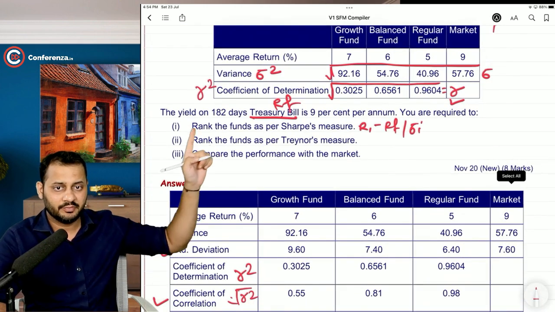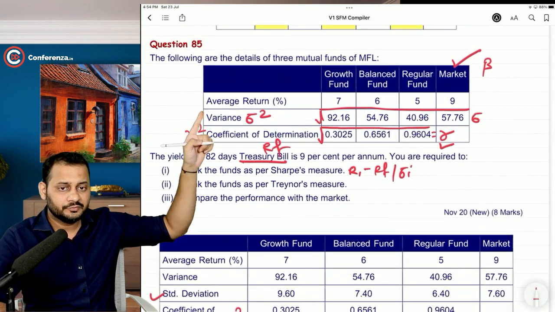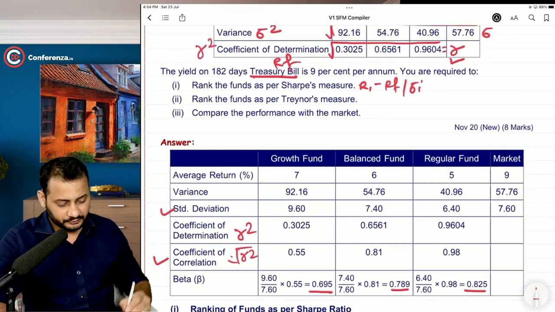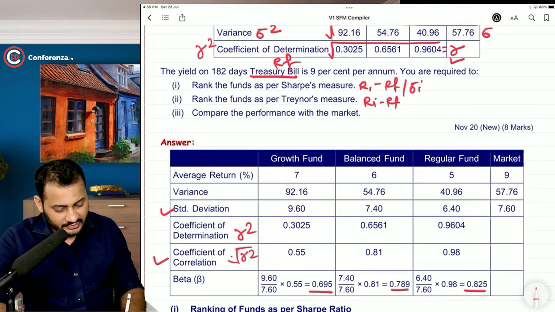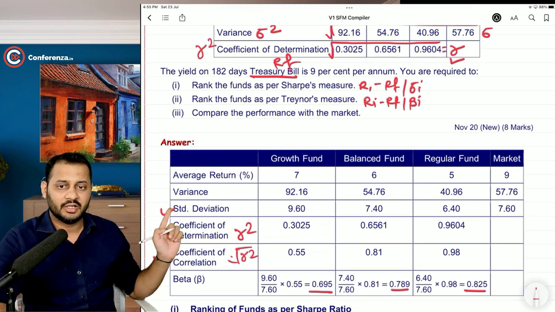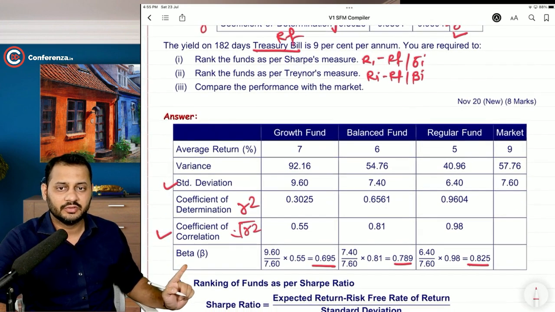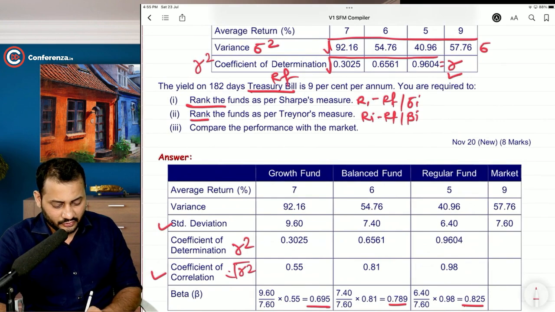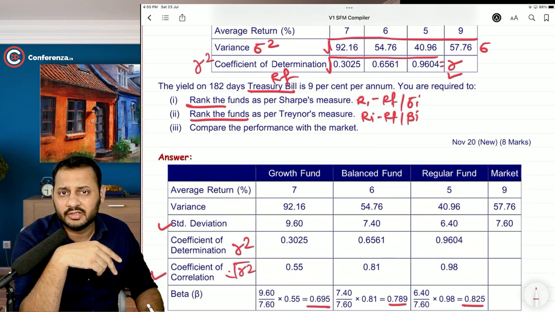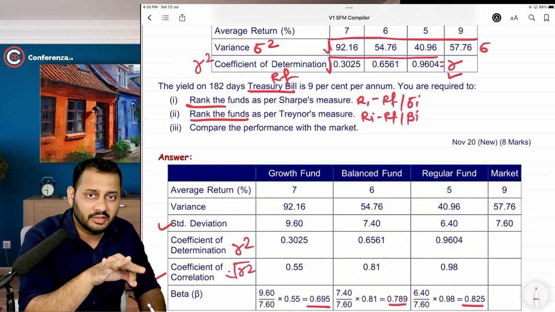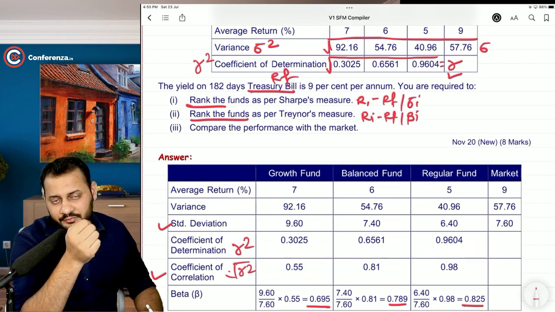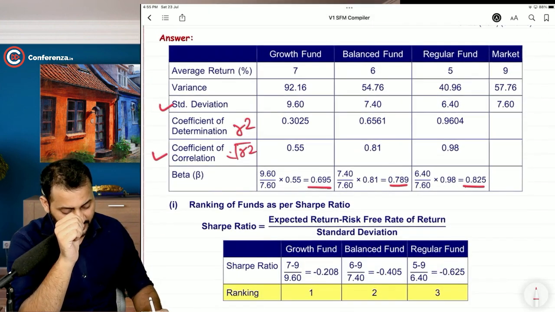We have RF 9%, we have average return RI, and the standard deviation of the stocks also from this row. Then RI minus RF divided by beta I is the Treynor's ratio. RI, RF is available and the beta is also available. Then you are asked to rank the funds. The highest Sharpe's or Treynor's ratio will get the first rank, and then in descending order. Simple. Acha, how to interpret it?